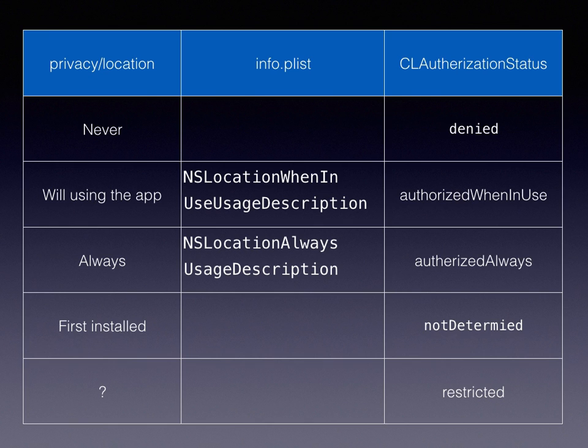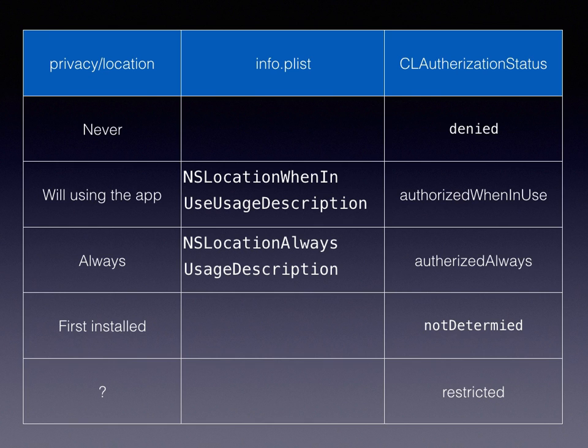This table summarizes the situation. From a user perspective, you've got never, while using, and always. And you have the first installed state. That's when, the first time the application gets installed, you get a different type of message. There's restricted, which I'm not going to talk about. That's related to parental controls and enterprise.